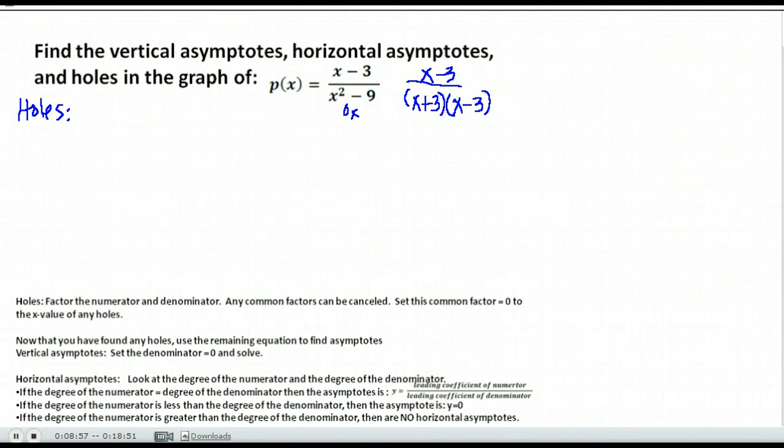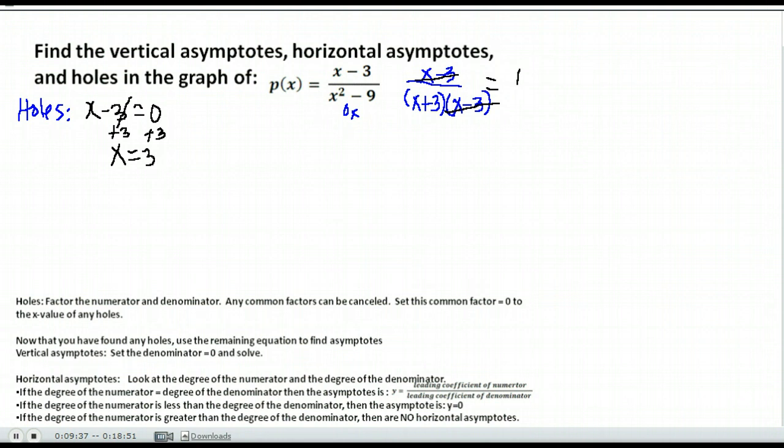Oh, this one has a hole, and the way I know that is because notice I have a factor of x minus 3 in the top and a factor of x minus 3 in the denominator, which can be canceled. That's when you have a hole, when you have a factor that can be canceled from the top and the bottom. And for my hole, I take whatever I canceled and I set it equal to 0. That tells me the x value of where my hole is. So I have a hole at x equals 3, but it is a point.